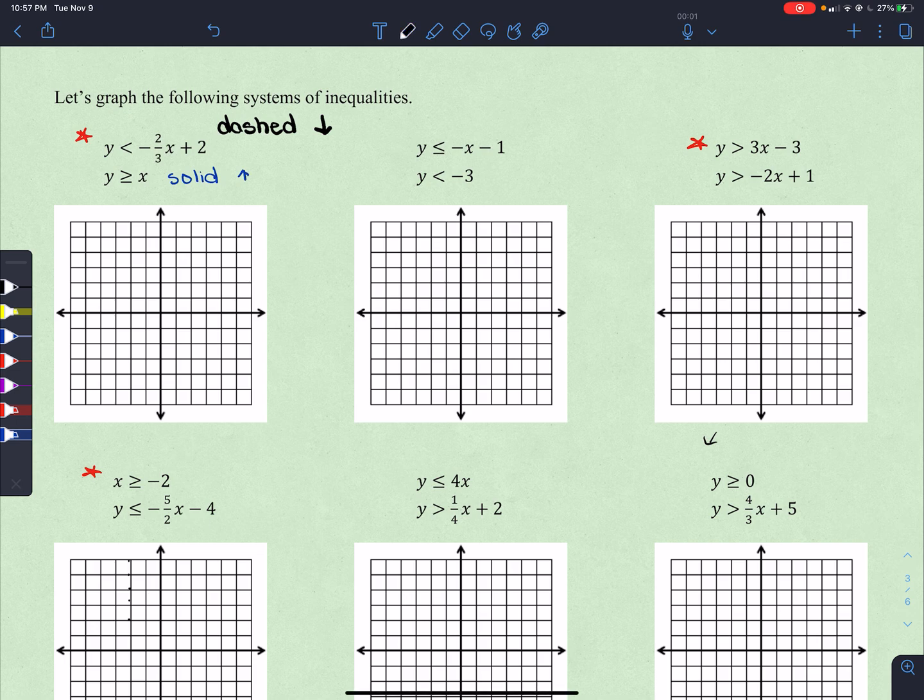All right, so let's graph that first one. It starts at +2. That's our y-intercept. And down 2, right 3. For that slope, down 2, right 3. That's a dashed line.